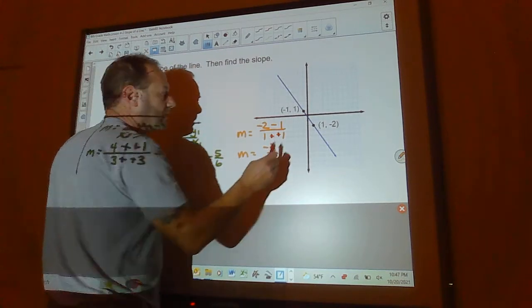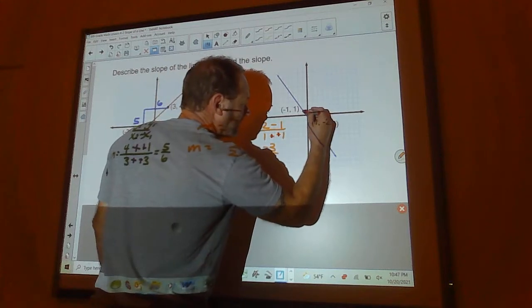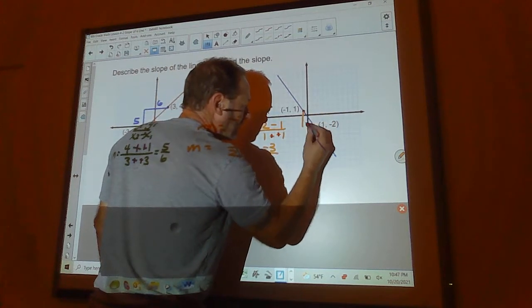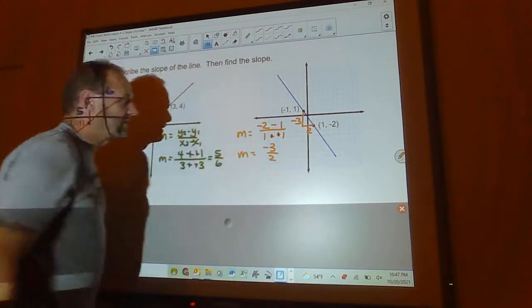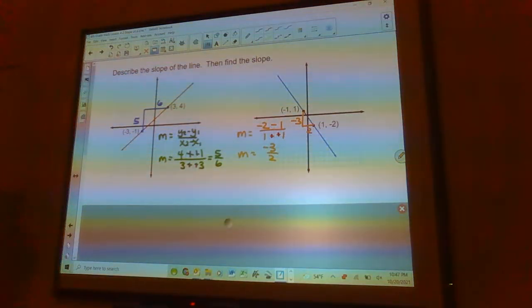So let's check it out. If I describe this, it goes down 3 to the right 2. So negative 3 and 2, just like that. So that makes sense.